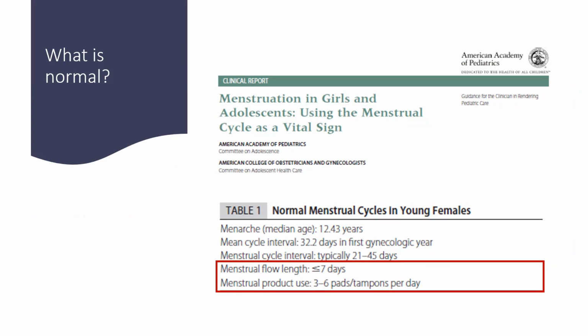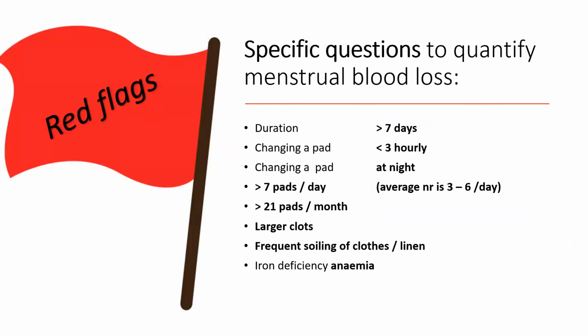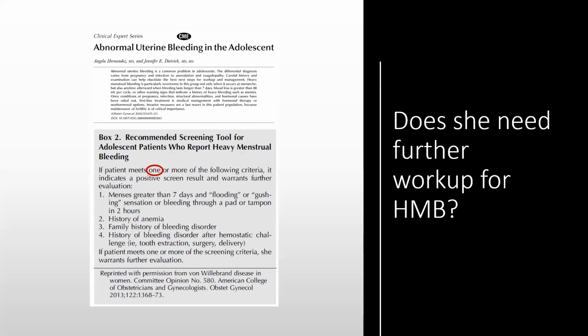and menstrual product use of 3 to 6 pads or tampons a day. So we actually have to ask her very specific questions to quantify her menstrual blood loss, and these will point out red flags. So if the period duration is longer than 7 days, if she reports changing a pad less than 3 hourly, if she does so at night, if she uses more than 7 pads a day or about more than 21 a month, if there are larger clots, obviously if there's frequent soiling of linen and clothes, and then iron deficiency anemia as our patient had, this alerts us to heavy menstrual bleeding.